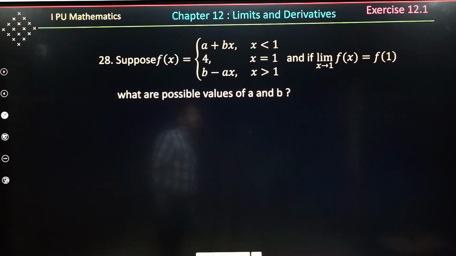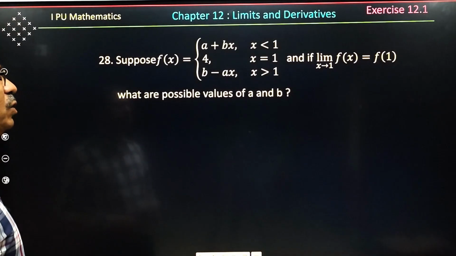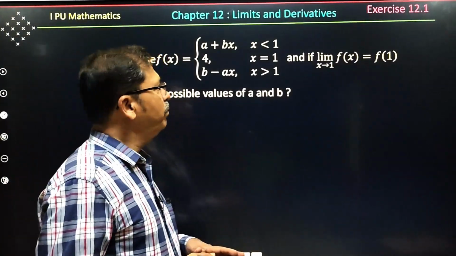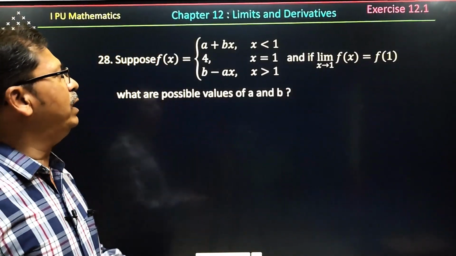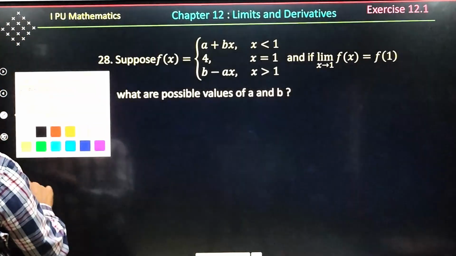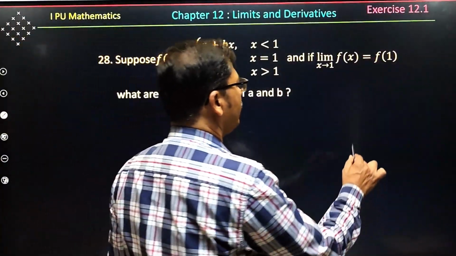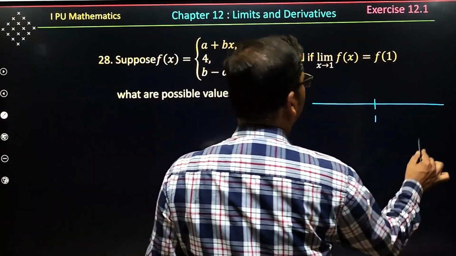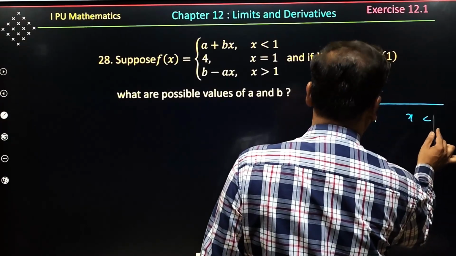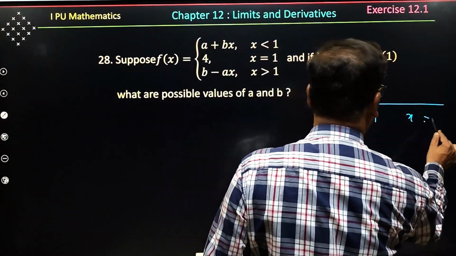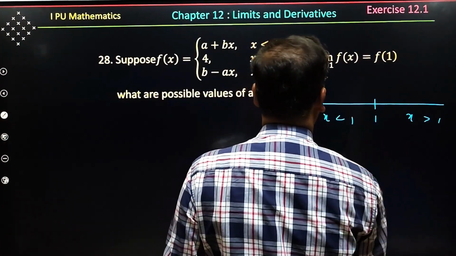Another interesting and important question. Please try to understand. Suppose f(x) is equal to a plus bx when x is less than 1, 4 when x is equal to 1, b minus ax when x is greater than 1. Let me draw a number line and explain, observe carefully. x equal to 1, this side x greater than 1 on the right side, and this side x less than 1.